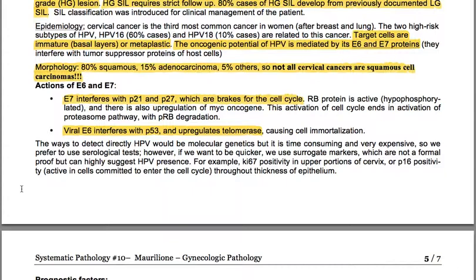The ways to detect directly HPV would be molecular genetics, but it's time consuming and very expensive, so we prefer to use serological tests. However, if we want to be quicker, we use surrogate markers, which are not a formal proof but can highly suggest HPV presence. For example, Ki67 positivity in upper portions of cervix or P16 positivity, active in cells committed to enter the cell cycle, throughout thickness of epithelium.